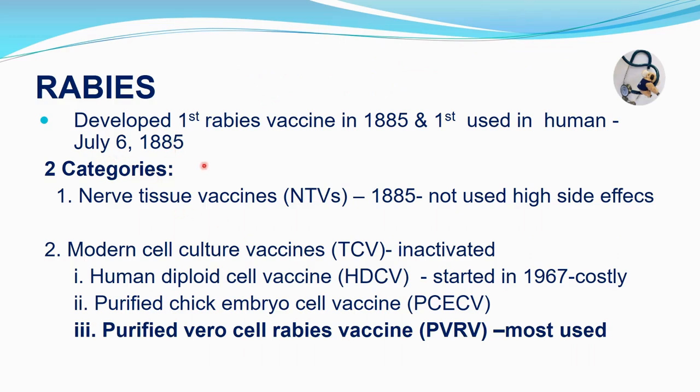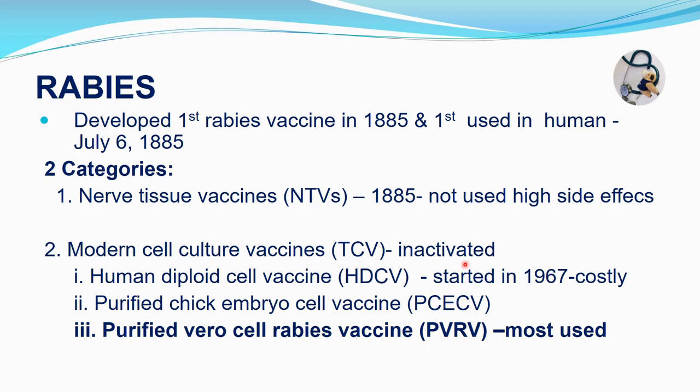Rabies vaccine was developed first in 1885 and first used in humans on July 6, 1885. The different types of rabies vaccines available: number 1 is the nerve tissue vaccine, which was developed in 1885. It is not in use these days because of its high side effects. This is not used. The ones we are using are the modern cell culture vaccines.